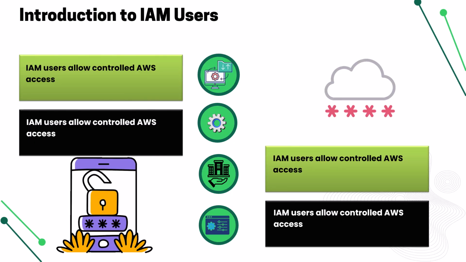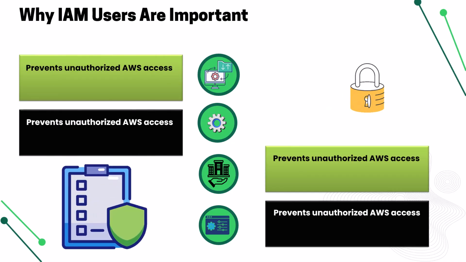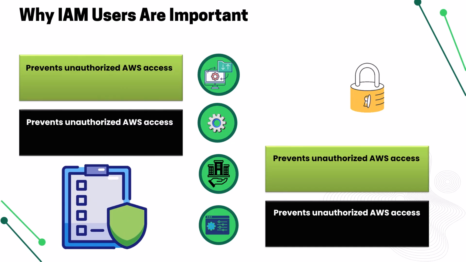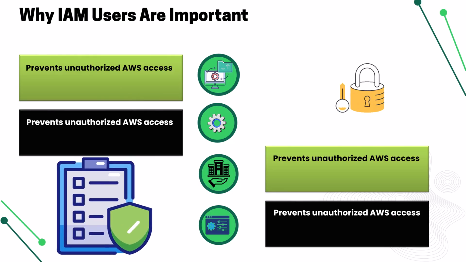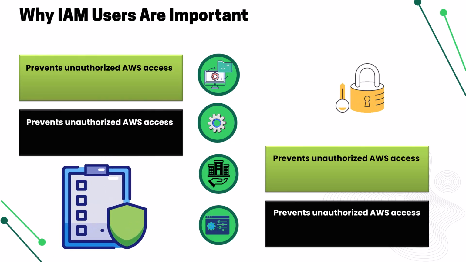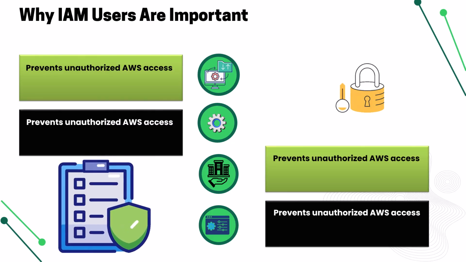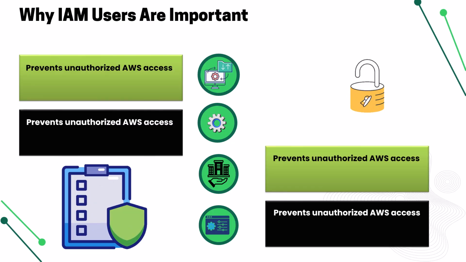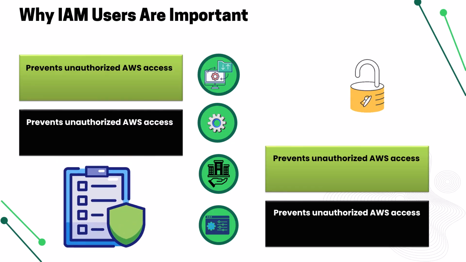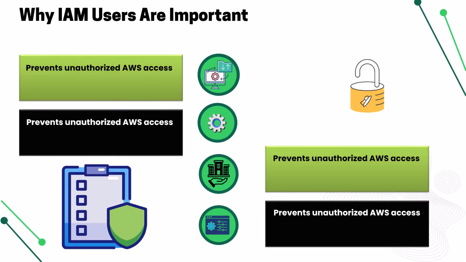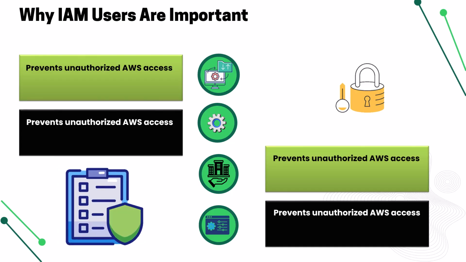Let's break this down further. Think of IAM users as the bouncers of your AWS nightclub. Only the approved get in. They prevent unauthorized access, enforcing the principle of least privilege, because everyone gets admin is a terrible idea. Plus, tracking actions means accountability, so if someone breaks things, you'll know who did it. And for teams, IAM allows secure collaboration without handing out unrestricted access like candy.